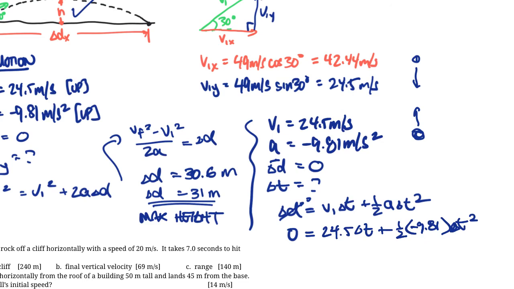What kind of equation is this? It is a quadratic equation that we have to solve. We can start off by making it a little bit simpler by putting it in ascending order of degrees. So 1/2 times 9.81 gives our first term, negative 4.905 delta T squared, plus 24.5 delta T. So this is a quadratic equation. You can solve it in whatever way you want.